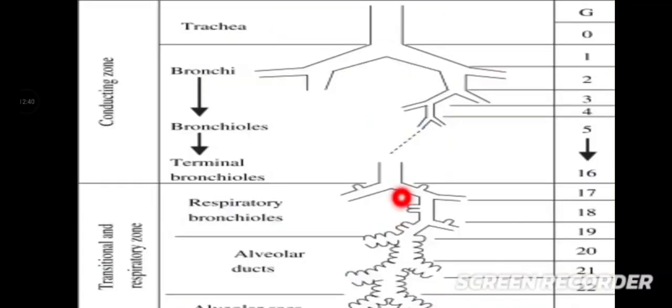So yeah, as can be seen there, from the trachea all the way up to the terminal bronchioles, then transitioning into the respiratory zone of the respiratory bronchioles and the alveoli and all those.